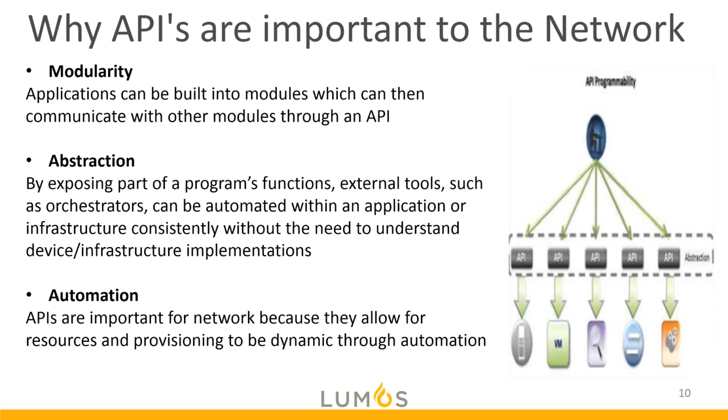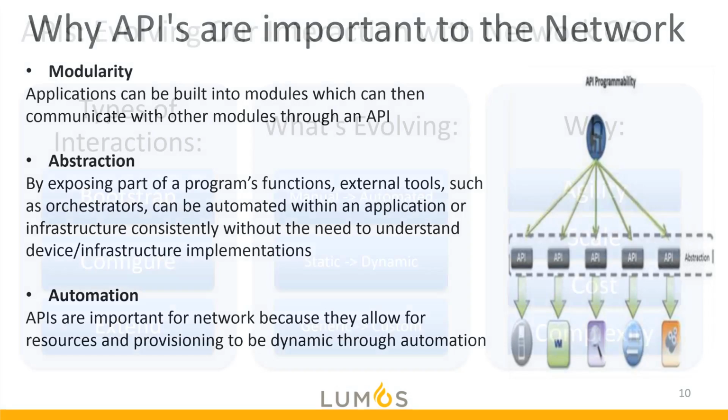And I can build a lot of those functions into a single module, and sometimes that's a very important thing, as you'll see. But by exposing a part of the program's function, external tools, such as cloud-based orchestrators, we call them CMP or cloud management platforms, can automate within an application or an infrastructure, and this is the important bit, in a consistent fashion without necessarily needing to understand the device or infrastructure implementation, all the configuration or all the complexity along with it. And then automation. APIs are important for the network because they allow different resources, whether compute, network, virtualization, whatever, to be provisioned in a dynamic fashion.